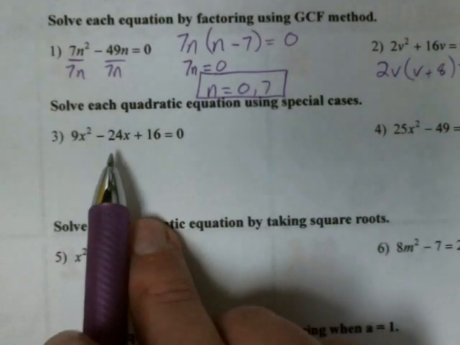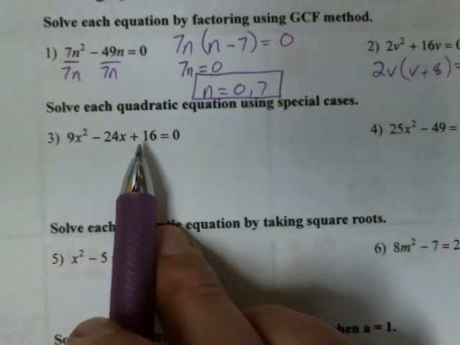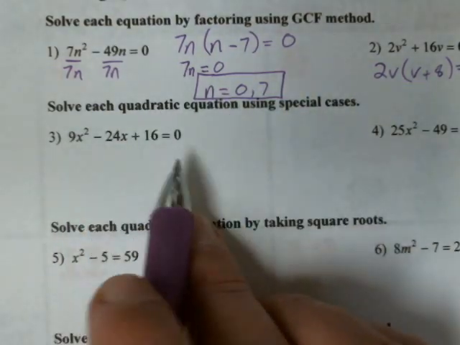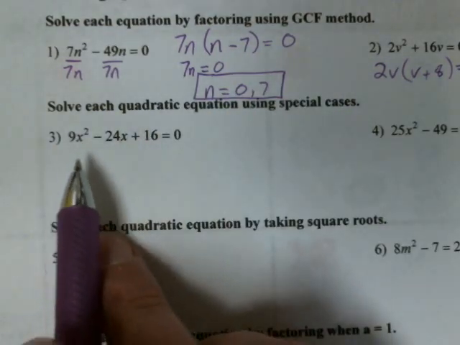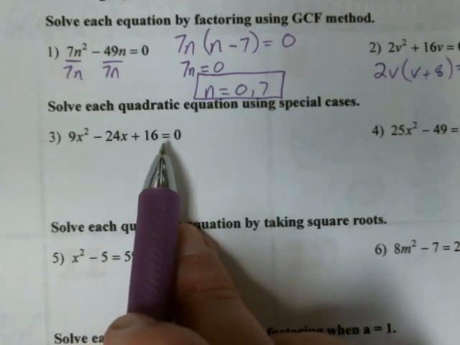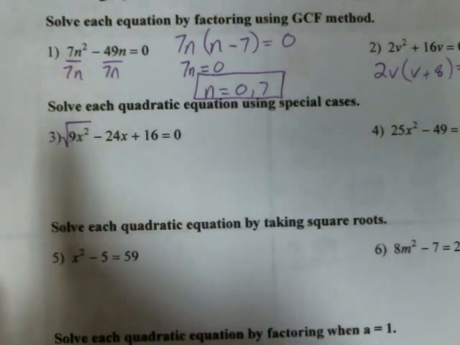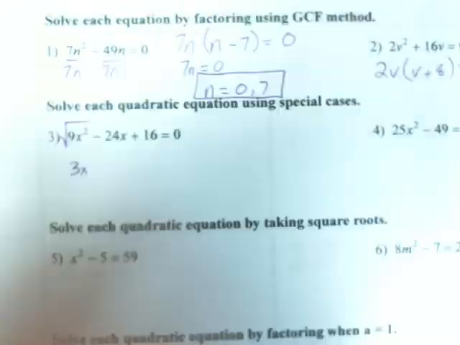So in this first one, you might look at this and say, oh my gosh, I got to factor this one. A is not 1. I got to do A times C and draw the curtain and split. Well, let's take a look here for a second. I want to check and see if this is a perfect square trinomial. And to do that, I want to check, is that first term a perfect square? Can I take the square root of 9x squared? Well, yes, I can. The square root of 9x squared is 3x.